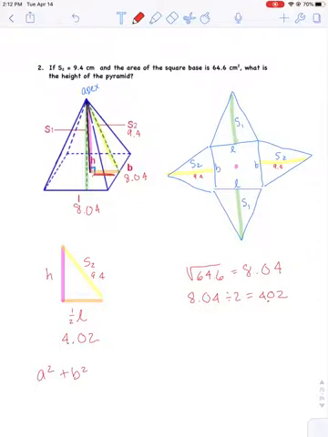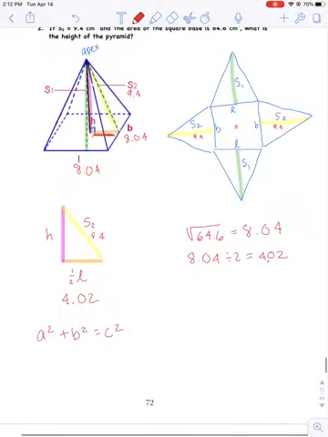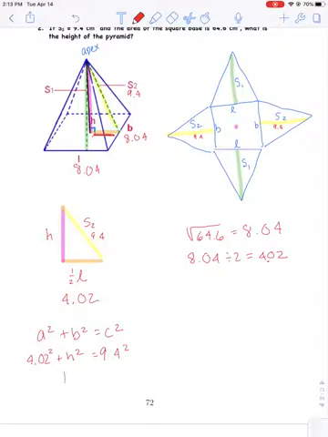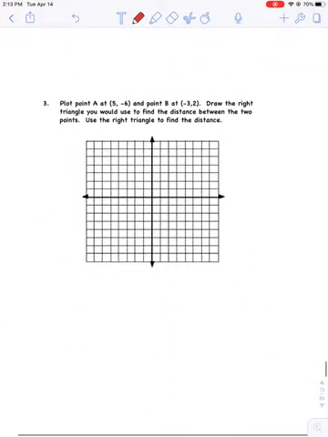So in my Pythagorean theorem, I'm going to have a squared plus b squared equals c squared. C is going to be my S2. That's going to be the 9.4 squared. A and B, it doesn't matter which is which. One of them is going to be 4.02 squared. One of them is going to be h squared. Go ahead and solve that, and you would end up getting h is about 8.5 centimeters. So a lot of thinking, but not actually a lot of math.